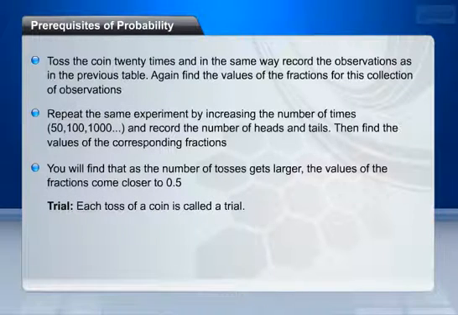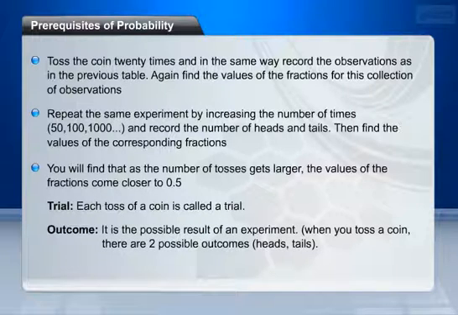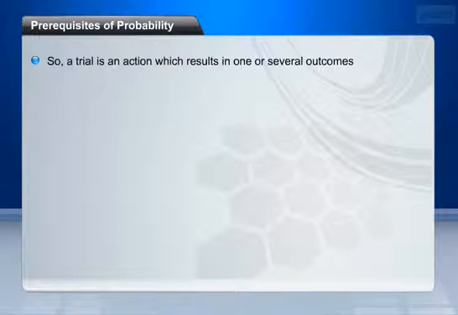Let's learn some basic terminology of probability, by considering the terminology used in the tossing coin experiment. Here each toss of a coin is called a trial. Outcome. It is a possible result of an experiment. When you toss a coin, there are 2 possible outcomes, heads or tails. So, a trial is an action which results in one or several outcomes.